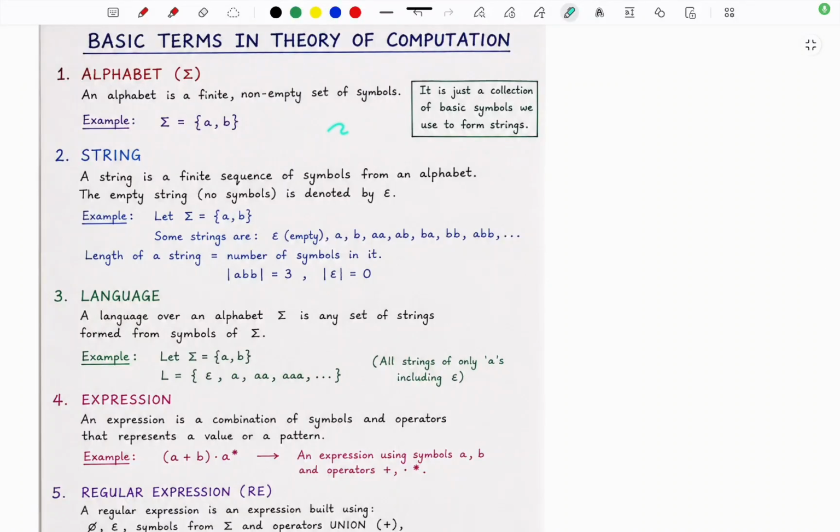Hello everyone, welcome to the Rapid Notes. In this video, we will learn 6 basic terms in theory of computation.